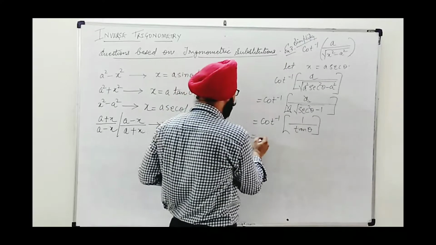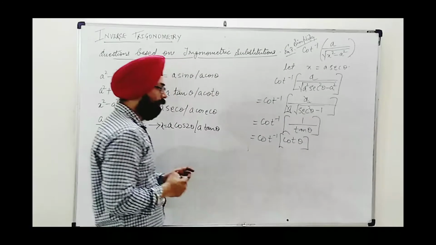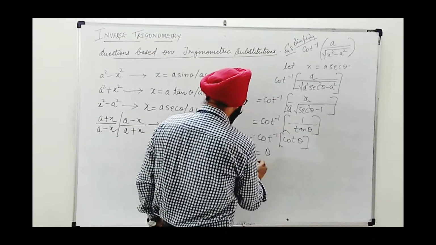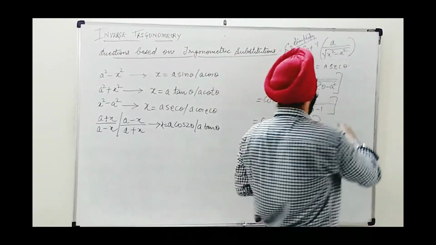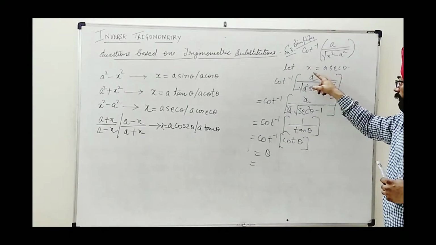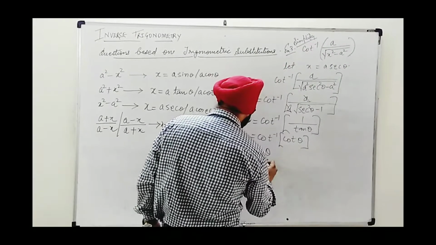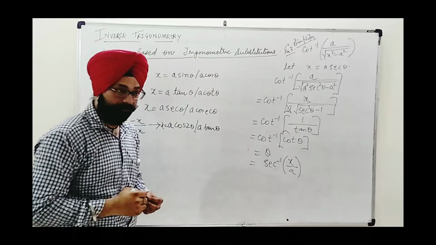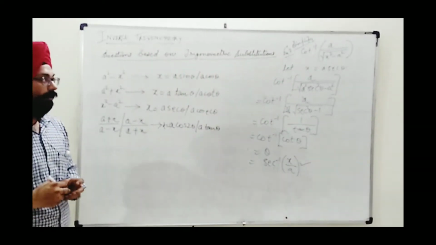But 1 upon tan theta is the reciprocal of cot, so cot theta here. No condition given. Cot to cot inverse, by the law of cancellation, can be written as theta. And we have to write the original value from the relation. How? We need to find theta. So first of all, this coefficient will be shifted as x upon a. Then sec will be taken as sec inverse. So we can write this as sec inverse x upon a. Compulsorily we need to write in terms of x.